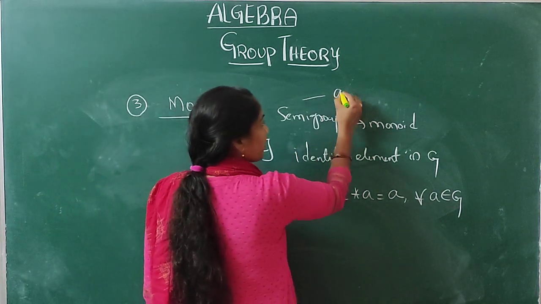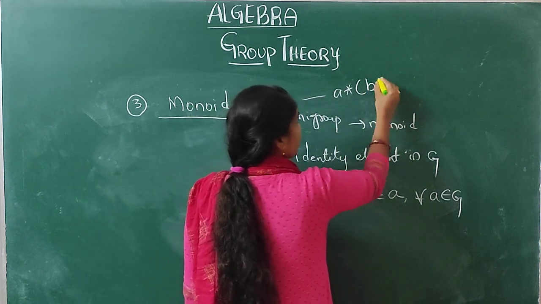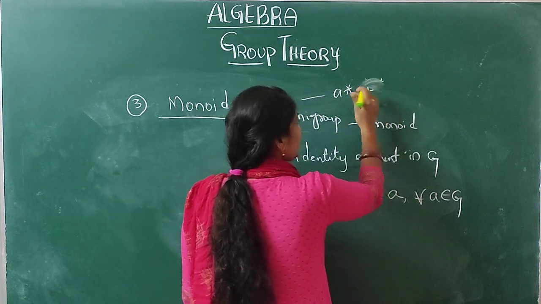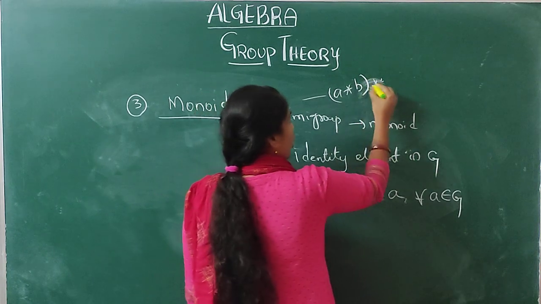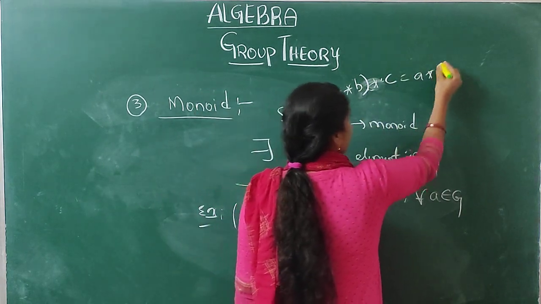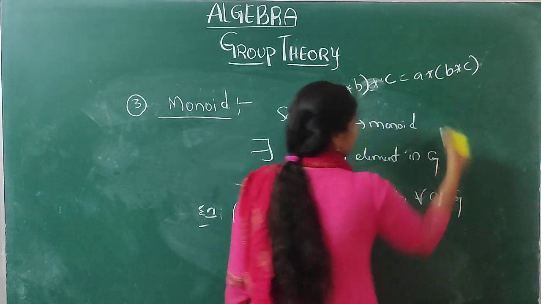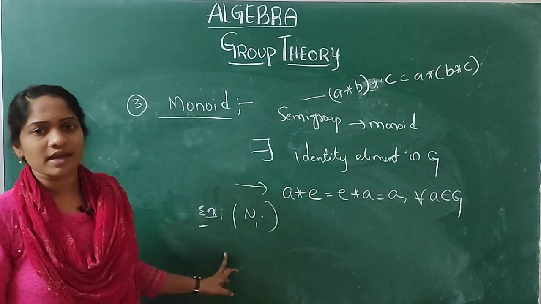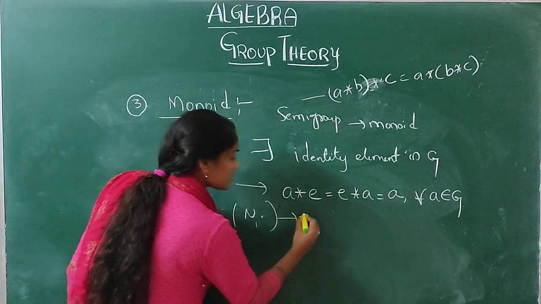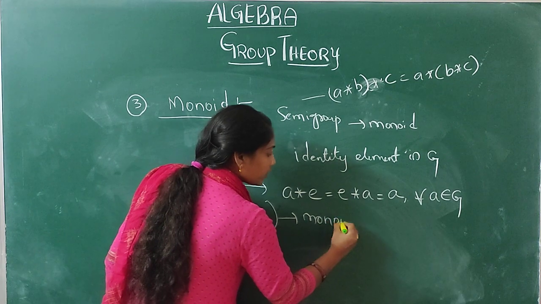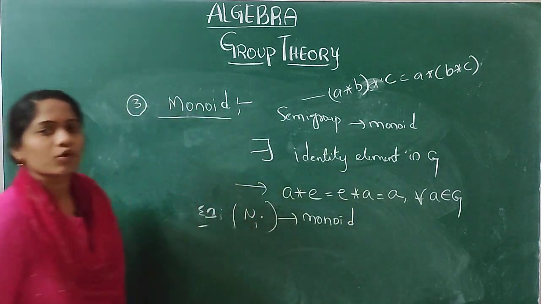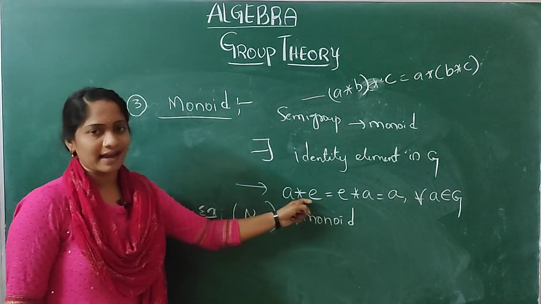Semigroup means, what is the property? A star B, star C, equal to A star of B star of C. You can take any two or three numbers and you can say. So if I say this is a monoid, how can you tell whether it is a monoid or not? You have to check this identity property.